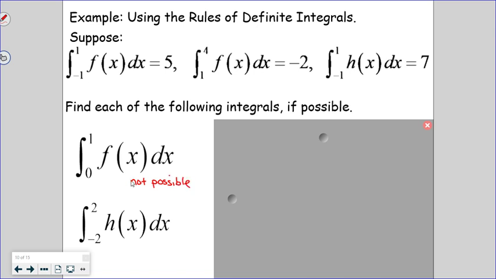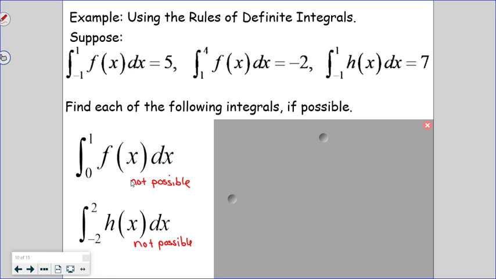Okay. Kind of on that same idea, now the next one says h of x dx. Well, the only thing we know about h of x dx is that the integral from -1 to 1 is 7. And they're asking us from -2 to 2. So again, going from -1 to 1 and expanding that by doubling it, would that expand my area by doubling it? Again, we don't know what function we're looking at. We don't know where or how that area is spaced in there. So again, we just don't have enough information. This one is not possible.